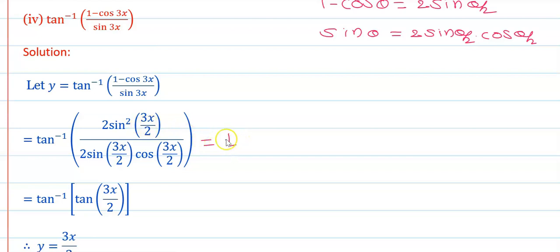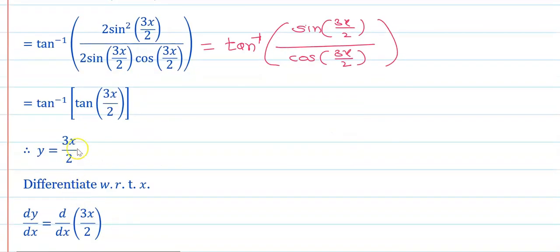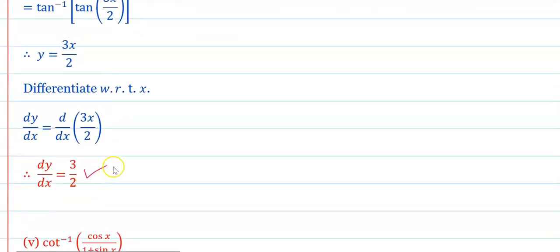Okay. Tan inverse of, in bracket, what will you get? Sine of 3x upon 2 upon cos of 3x upon 2, bracket complete. And then you will get tan of 3x upon 2. Tan inverse of tan of theta is theta, means y is equal to 3x upon 2. Again differentiate this with respect to x. Derivative of x is 1, 1 into 3 by 2. Then you will get 3 by 2.